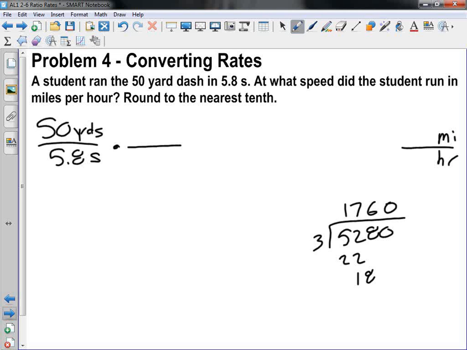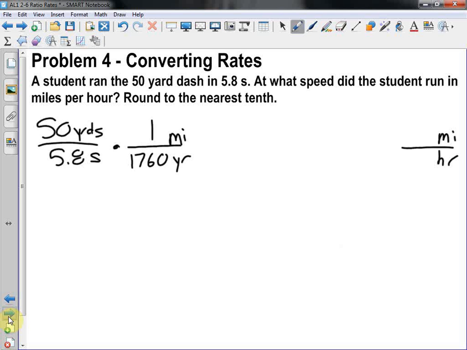How many yards? 1,760. Where are we going to put that 1,760? On the bottom, right? Right. What's going to go on top? Miles, right? So we're going to have how many miles? 1, right? Now, I'll show you guys the piece by piece way first, okay? So now I want to say equal, right? I want to figure out where I'm at right now, and then we'll move on from there, okay? So I know the yards and the yards cross off, leaving me with 50 times the 1 on top, over 5.8 times 1760. I need somebody with a calculator.